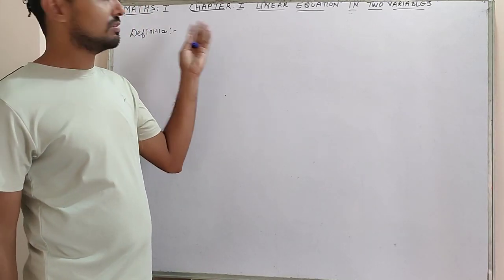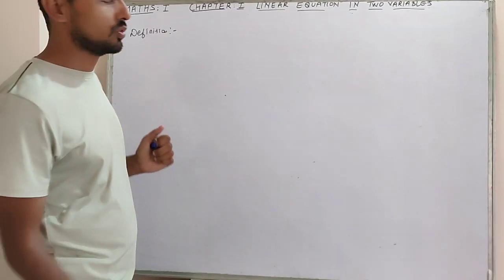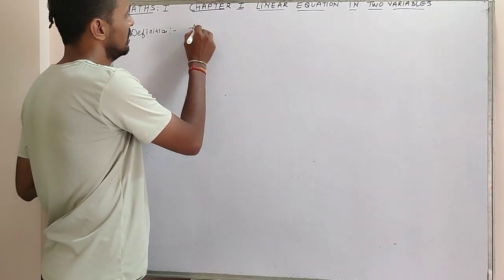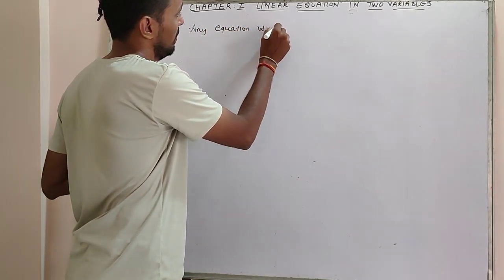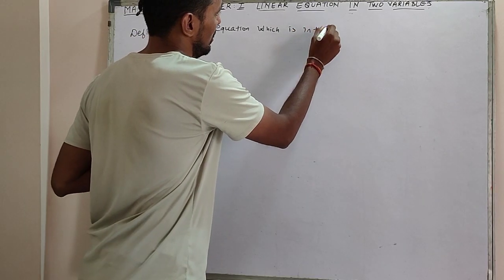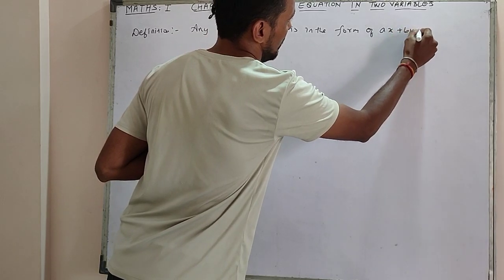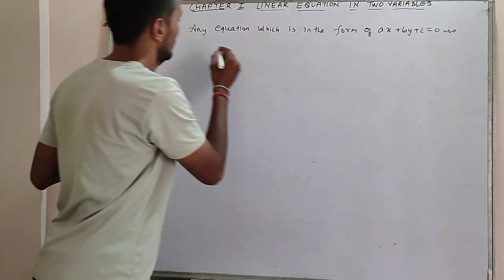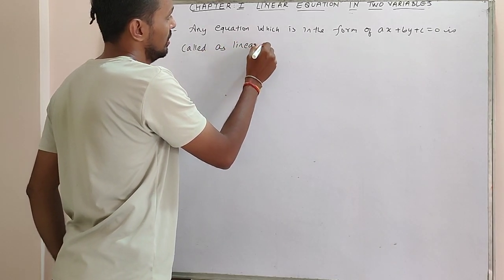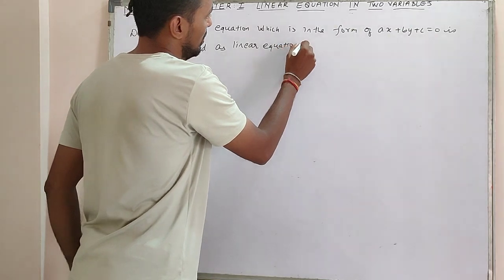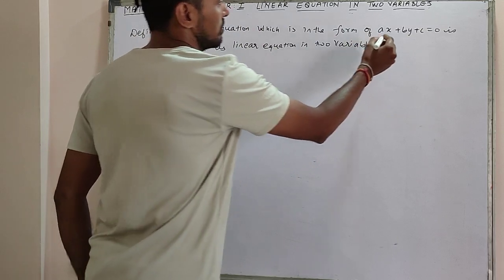Today I would like to introduce the first chapter of Maths 1, which is linear equation in two variables. The definition of a linear equation in two variables is: any equation which is in the form of ax plus by plus c is equal to 0 is called a linear equation in two variables. Two variables means there are two variables.